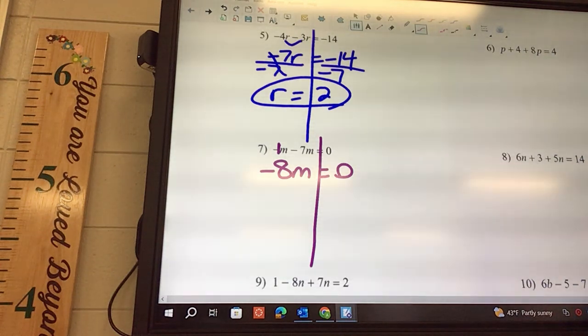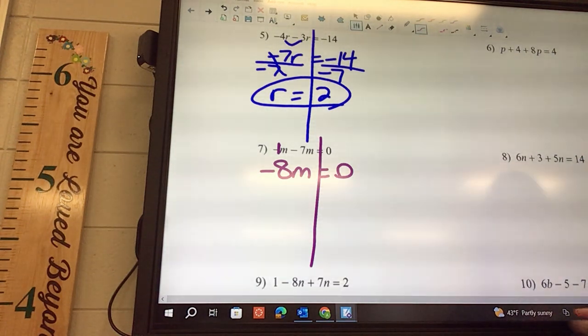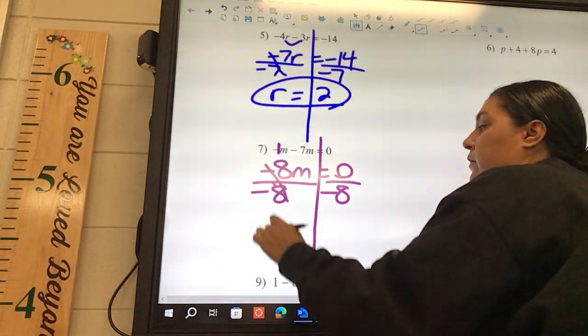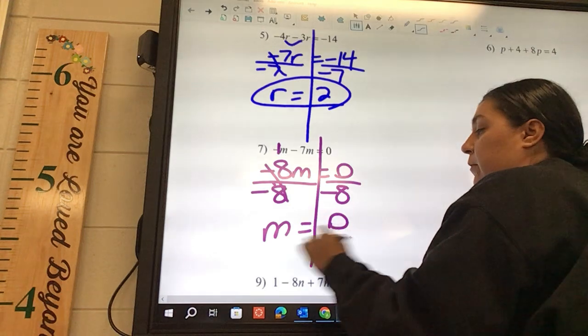And so how do we break up that couple? Divide by -8. So we're going to get m equals 0.